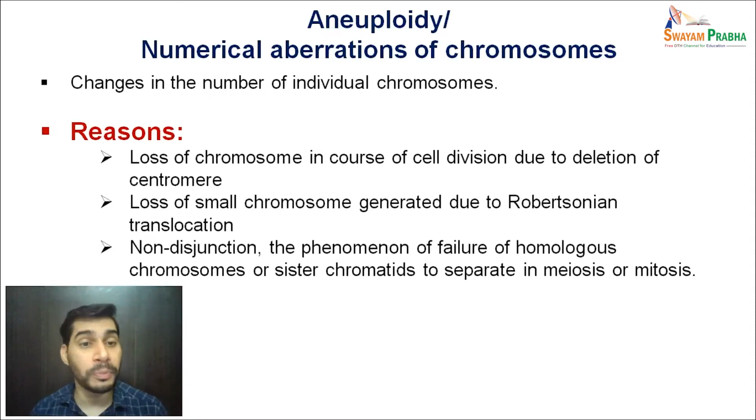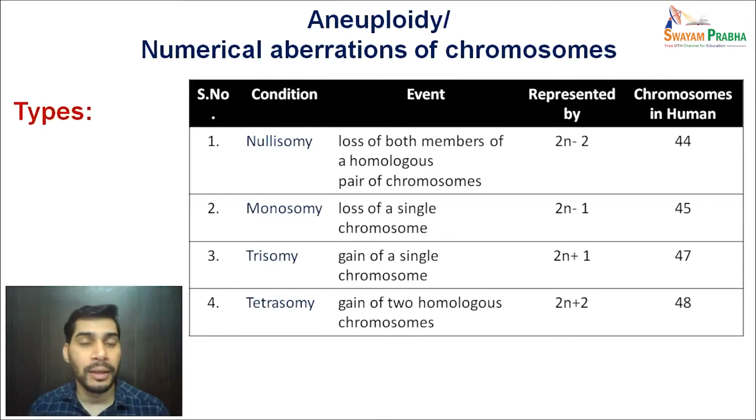There can also be loss of small chromosomes generated due to Robertsonian translocation, which we just saw. Then there is the non-disjunction phenomenon, the failure of homologous chromosomes or sister chromatids to separate during the process of cell division by meiosis or mitosis. So there can be different reasons for this generation of an abnormal number of chromosomes. There are different types of aneuploidy.